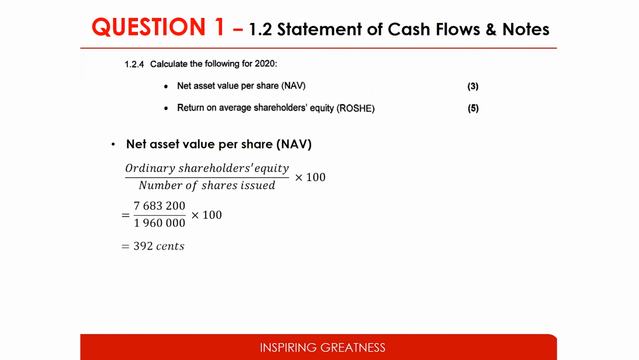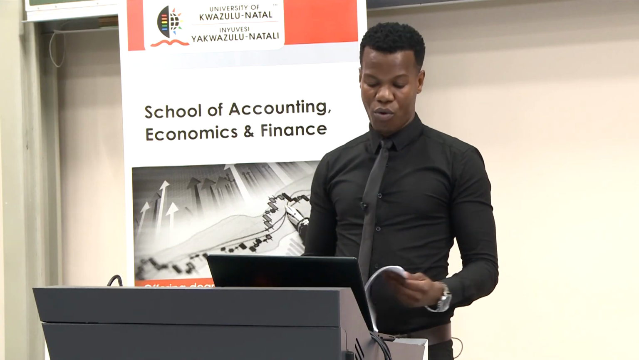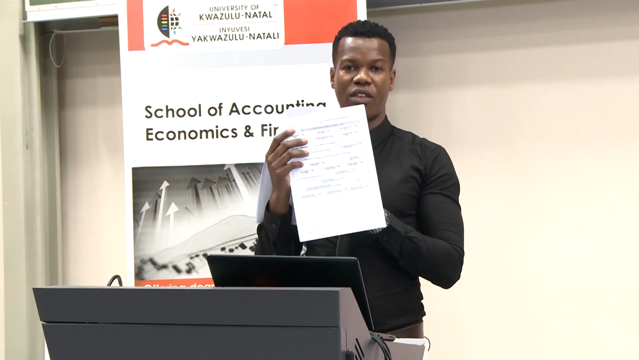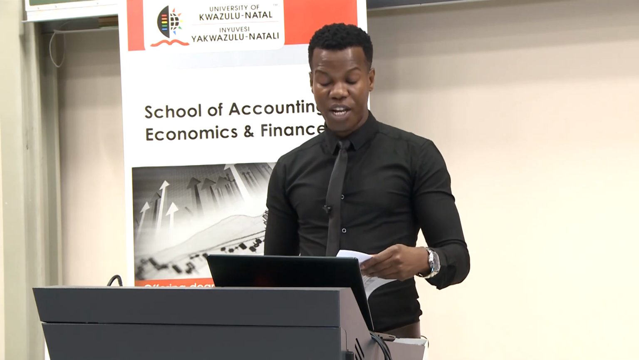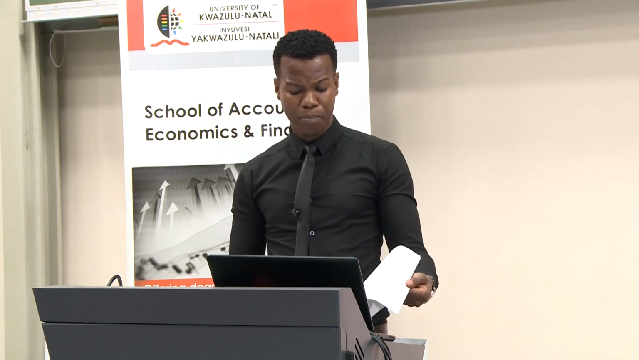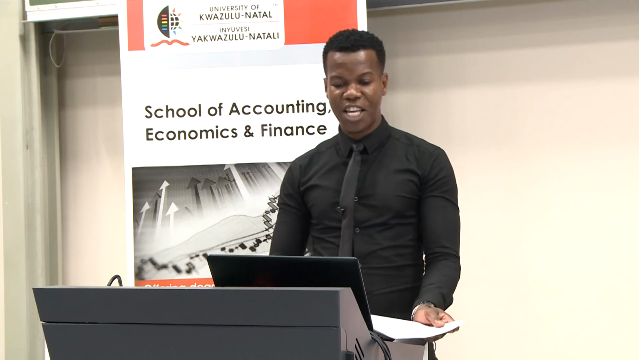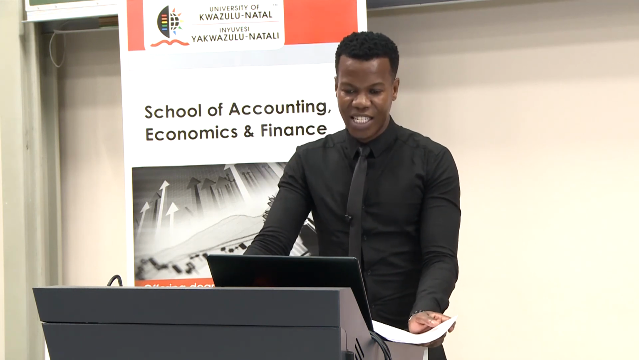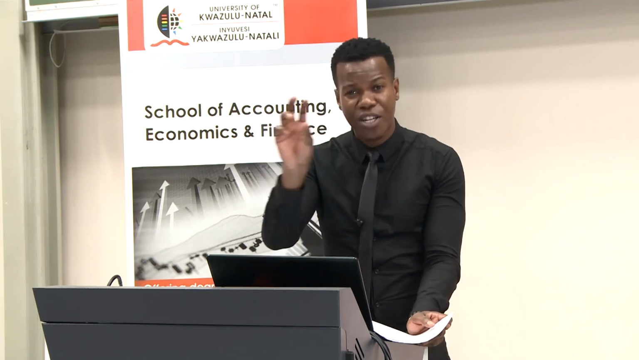Now 1.2.4 wants us to calculate the following ratios. There are two ratios. The first one is the net asset value per share. Now, you will ideally be provided with the ratios at the back of your question paper. You can refer to those. However, in most cases, they don't explicitly say this is the net asset value. They just give you the ratio.